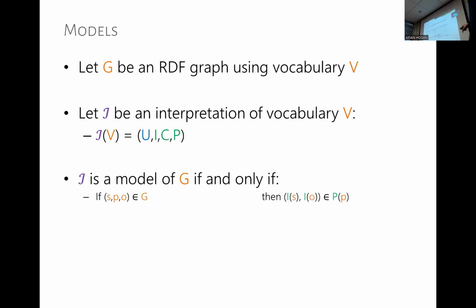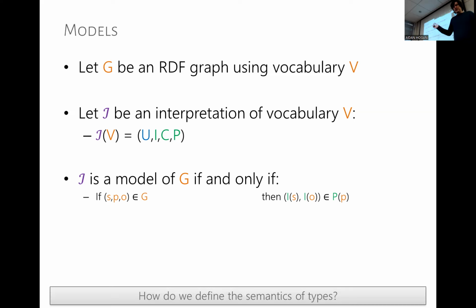The base condition is that if we have a triple S P O in G, then the pair of the interpretation of S and the interpretation of O must be in the interpretation of P. So the things that we refer to by S here, which is a vocabulary term, and the thing that we refer to by O here, this pair must be in the set of pairs corresponding to P. So this is our base interpretation, our base definition. What's nice now with all of this mathematical setup is we can define pretty much anything we want.